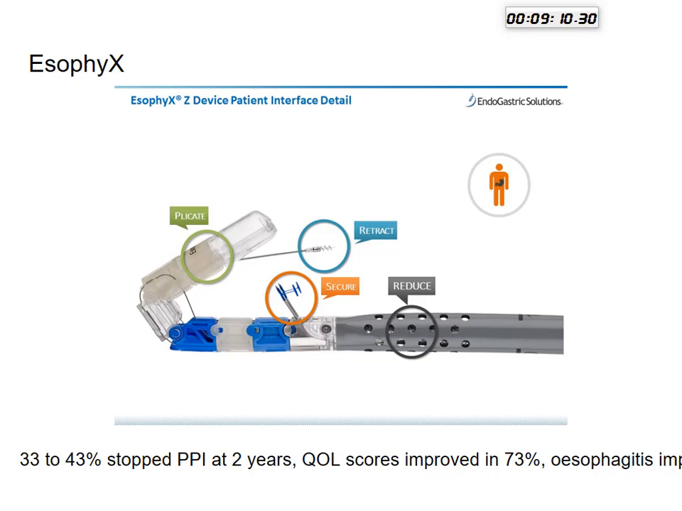Quality of life scores do improve. Esophagitis still persists in up to 40%. So I think with better alternatives, this is still a long way off being a standard practice.